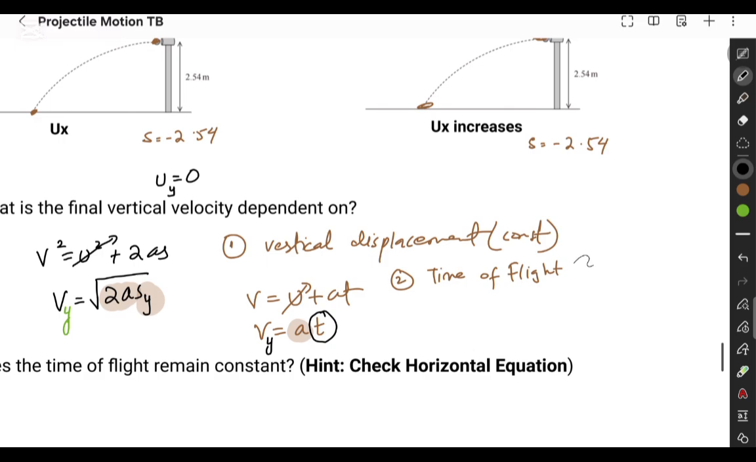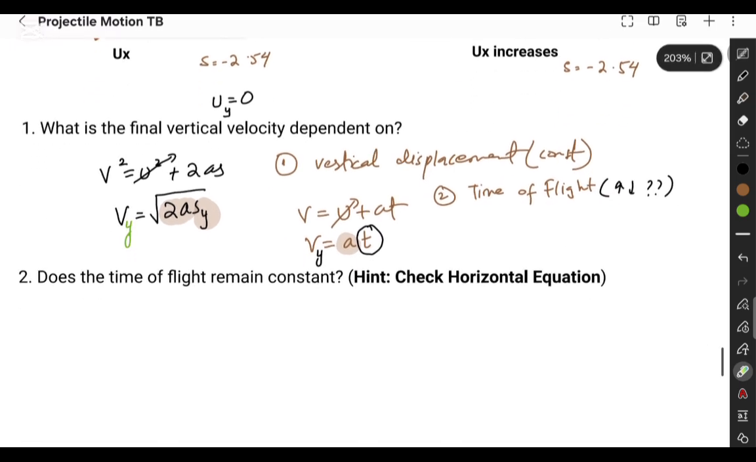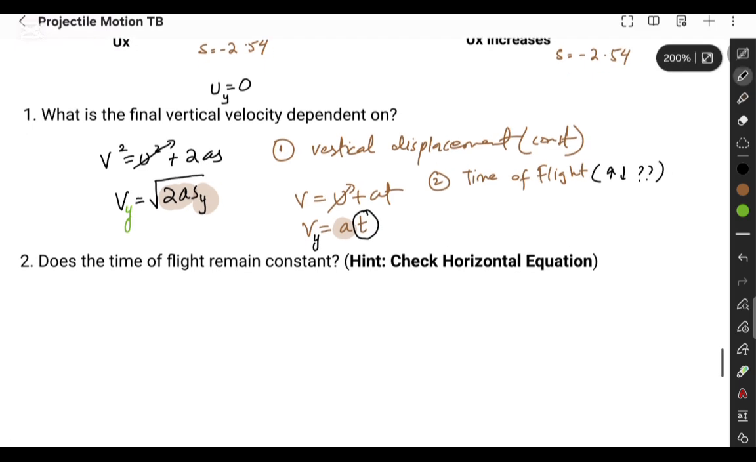Okay, so time of flight. Now we don't know if this is going to increase, decrease, or stay constant. As the ux is going to increase, we don't know what's going to happen to time of flight. Now we have to check what happens to it, and for this, we have been given a hint to check the horizontal equation. So sx is equal to ux t.